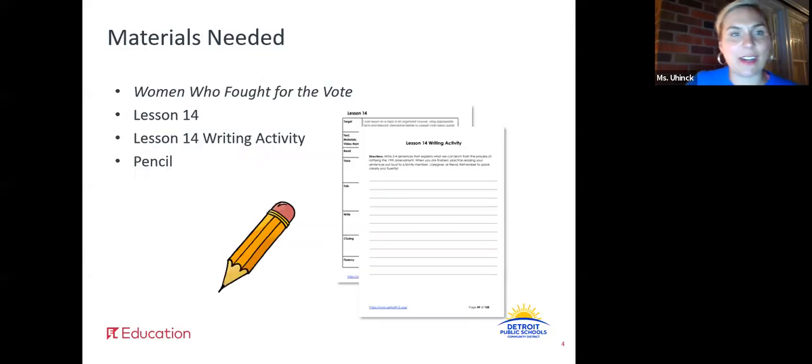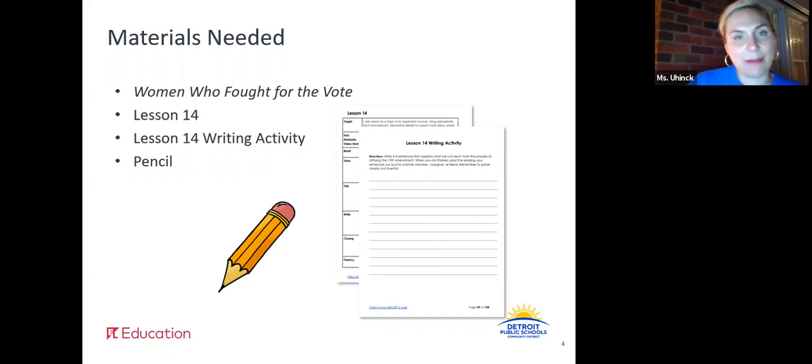All right, so let's gather our materials. You'll need your text that we've been reading all week, The Women Who Fought for the Vote. You're going to need your lesson 14 and your lesson 14 writing activity. Just a reminder, all these materials can be found in your ELA packet. You're also going to need a sharpened pencil. So pause this video and gather your materials now.